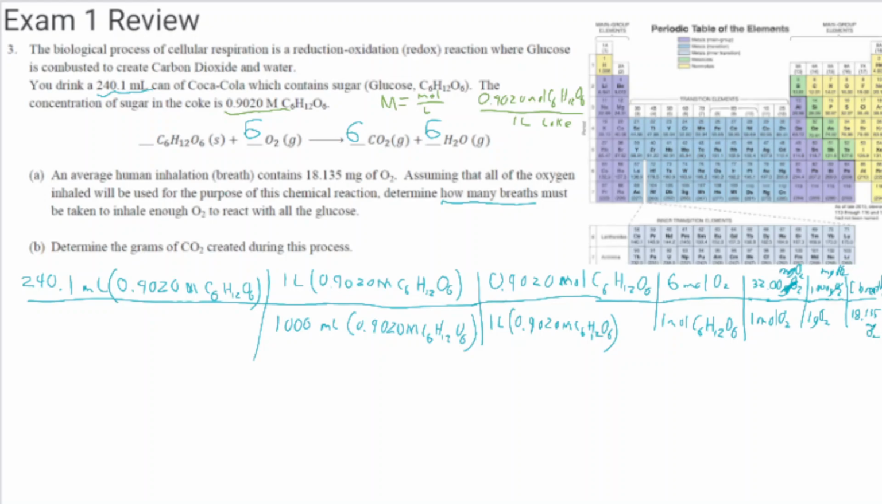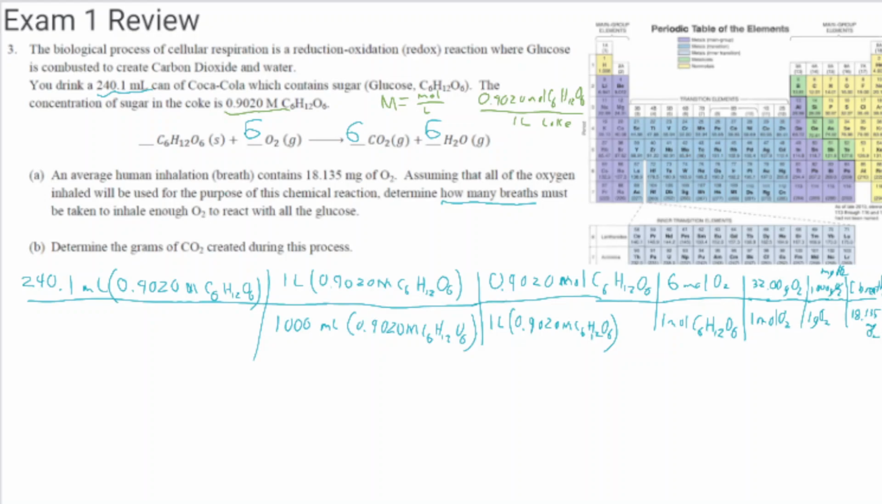And this one was actually grams of O2. All right. Sorry about my mistake there. Then we're going to have milligrams of O2 cancel out with milligrams of O2, and finally leaving us with breaths. So now we can multiply everything on top, divide by everything on bottom.